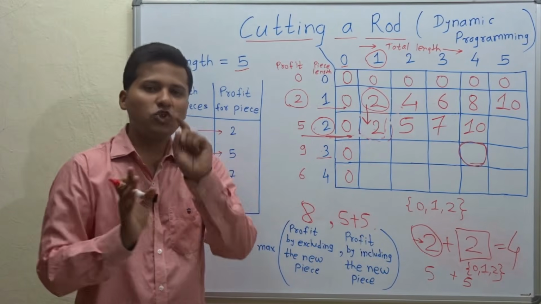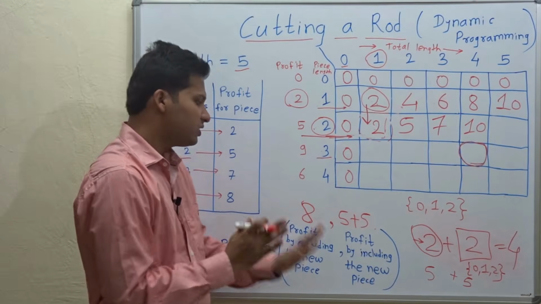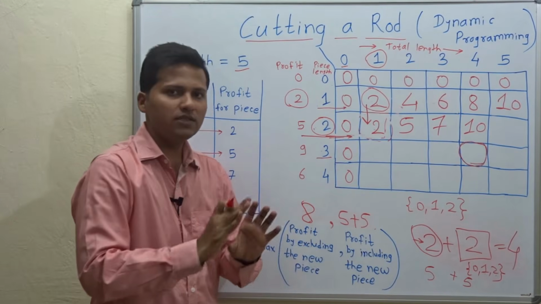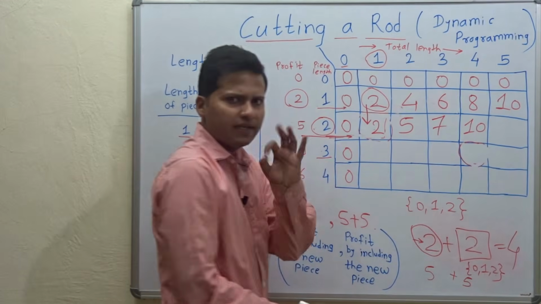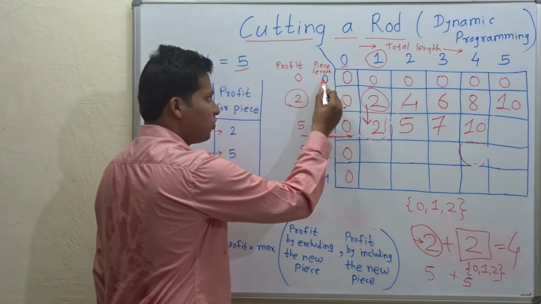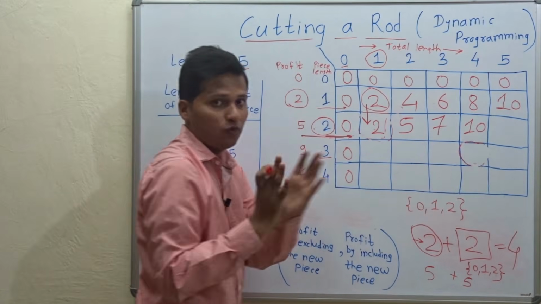Now I will tell you the shortcut for doing this. This is very simple. Just for explaining to you, I have told you all this. Now I will go by the shortcut. You can do it within seconds. So by using pieces of length 0, 1, 2, you have to make a total of 5 now.